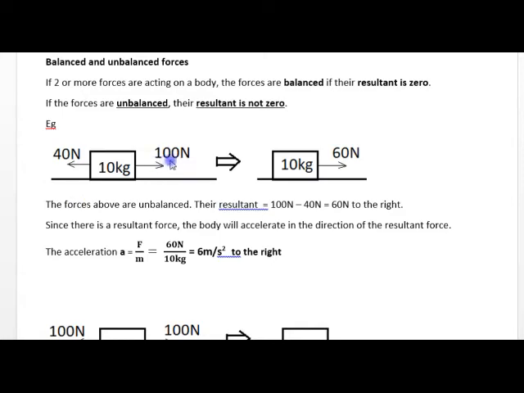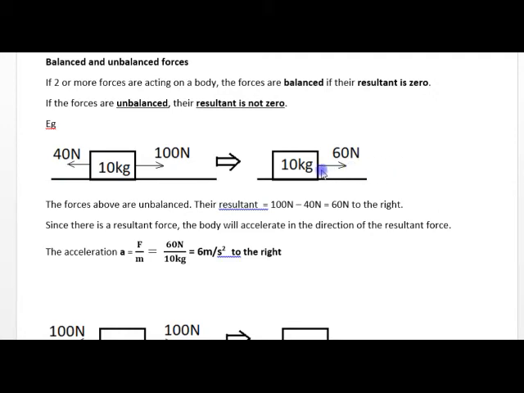100 newtons acting to the right, 40 newtons to the left. 100 minus 40 gives 60 newtons. This is a resultant force acting on the mass. Since there is a resultant force, the forces are unbalanced. And of course, the object will accelerate in the direction of the resultant force.